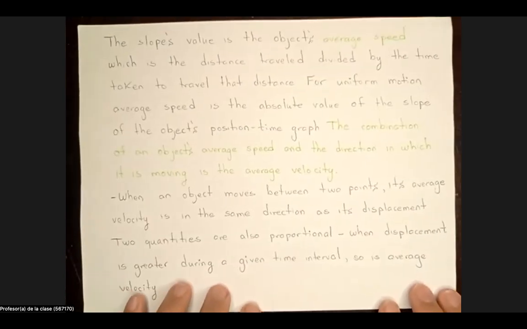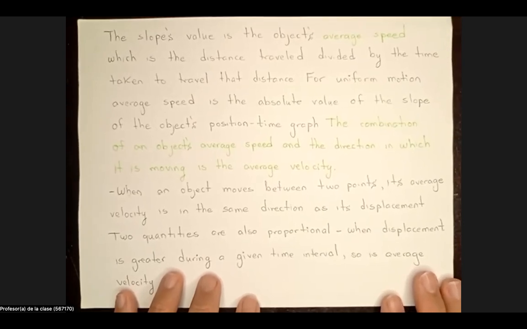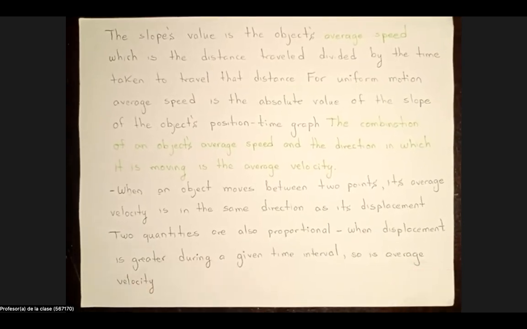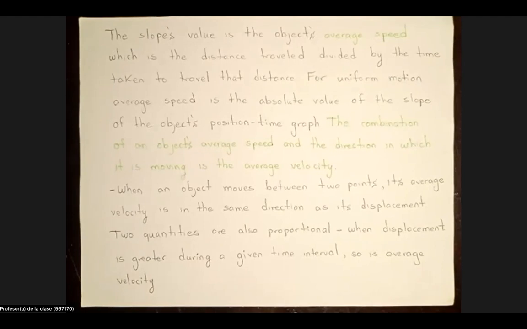So for example, to talk about the slope, I'm gonna do an example here. The slope value is the object's average speed, which is the distance traveled divided by the time taken to travel that distance. For uniform motion, average speed is the absolute value of the slope of the object's position time graph. The combination of an object's average speed and the direction in which it is moving is the average velocity.